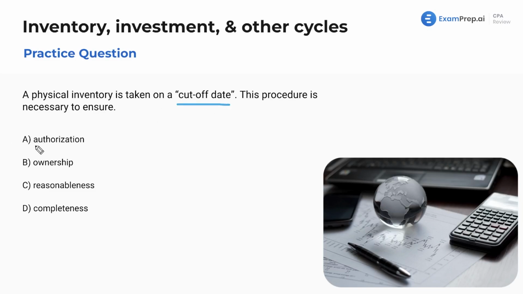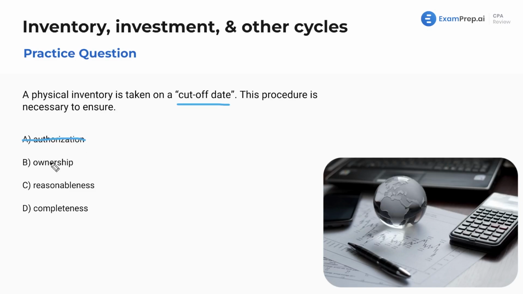Now, is it something to do with authorization? Well, this is a specific substantive procedure. Substantive procedures have to do with the accounting assertions, whereas tests of controls have to do with authorization, record keeping, custody, as well as just testing the internal controls for appropriate procedures. I'm going to cross off authorization here because this has more to do with tests of controls.